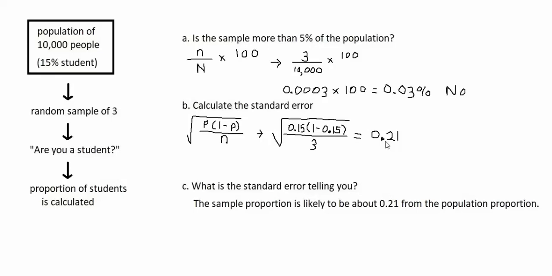It's 0.21, rounded, which is just telling us that the sample proportion is likely to come out to something about 0.21 away from the population proportion. In other words, it's likely to come out to about 0.21 away from 0.15. And that's the last example. So we've covered all 4 situations. We've covered standard error for a mean, when the sample is and isn't more than 5%, and standard error for a proportion, when the sample is and isn't more than 5%. So just let me know if you have any questions, and that's it for this video.